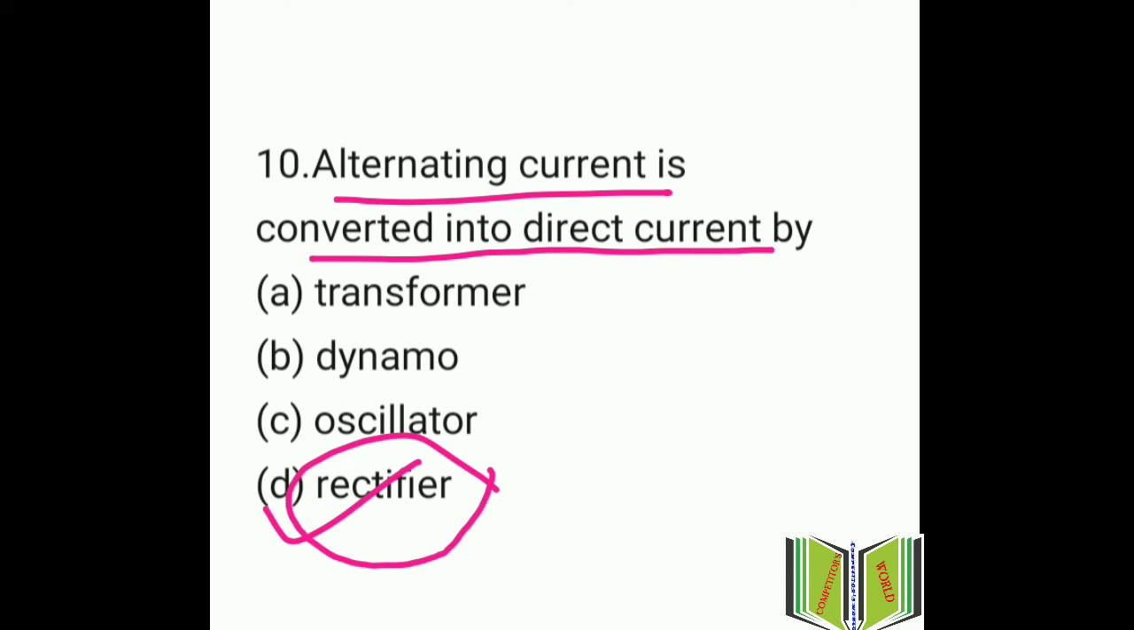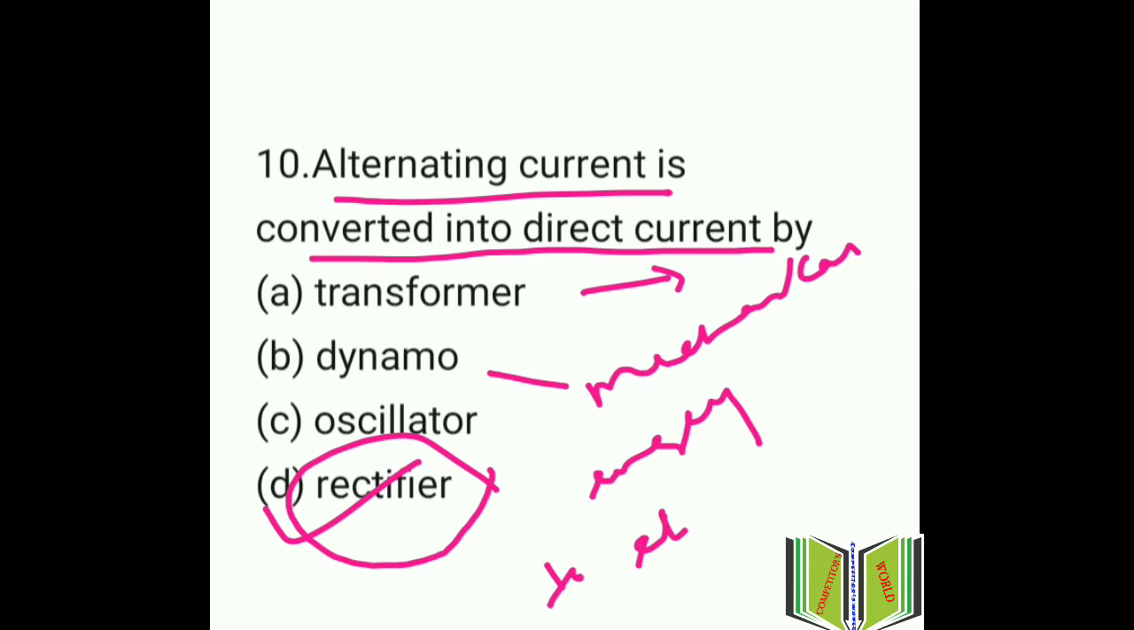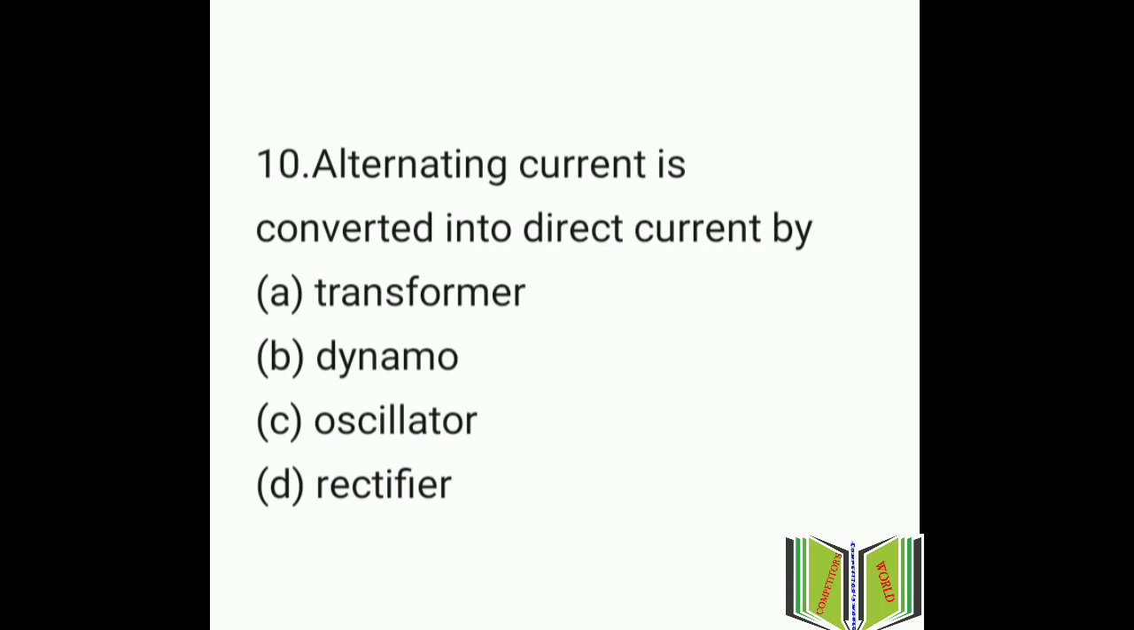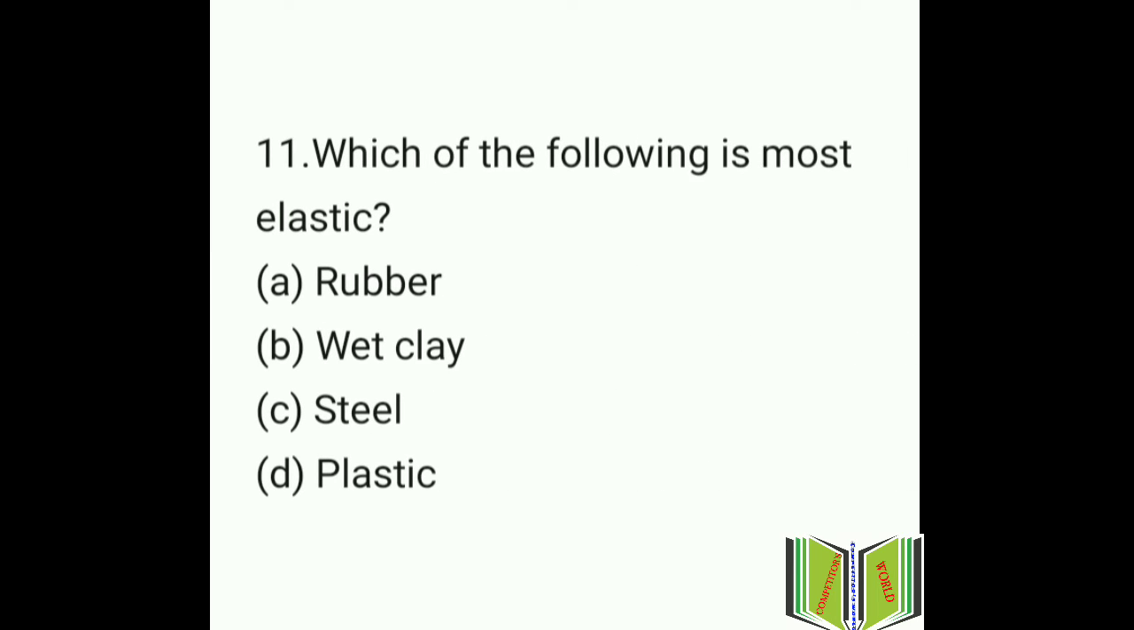Clear? So if we talk about a transformer, this is basically a voltage regulator which operates step up to step down or step down to step up. Okay, clear? This is a voltage regulator. And if we talk about a dynamo, this converts mechanical energy to electrical energy. Clear?